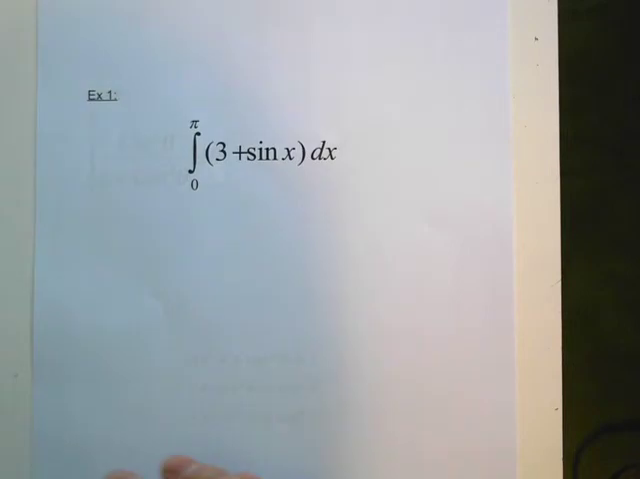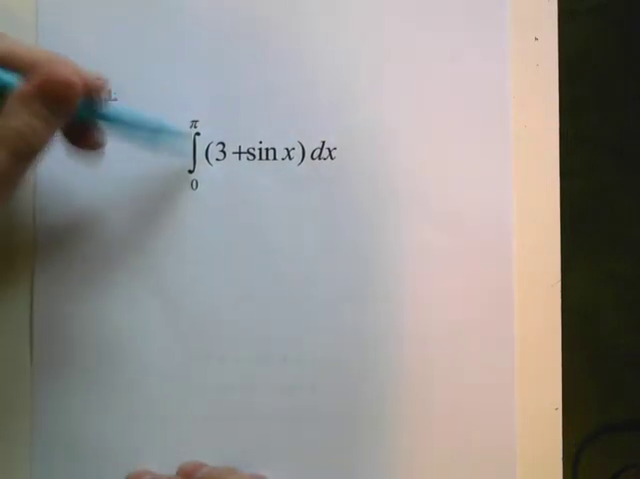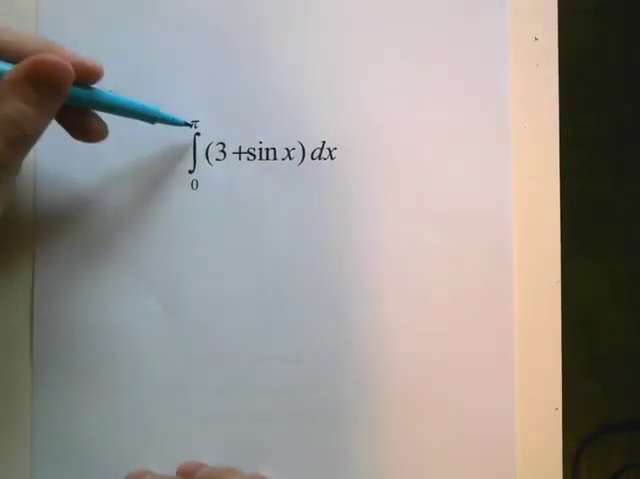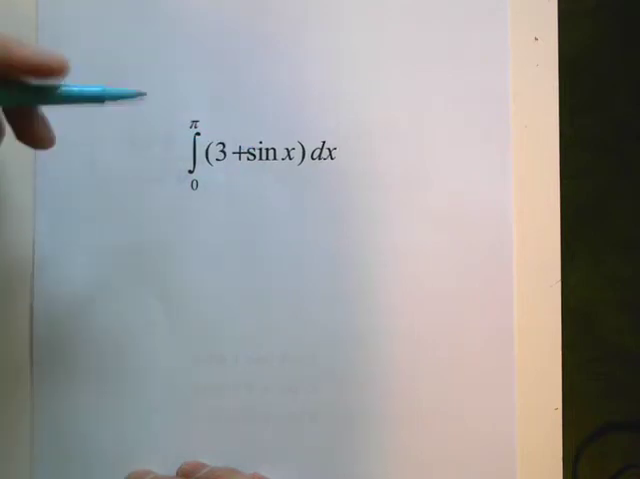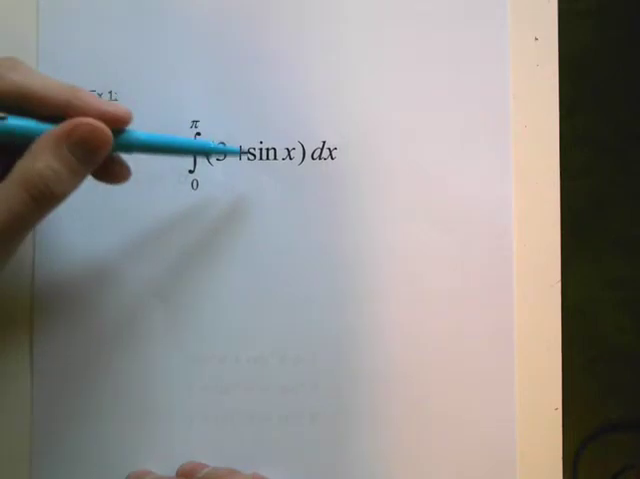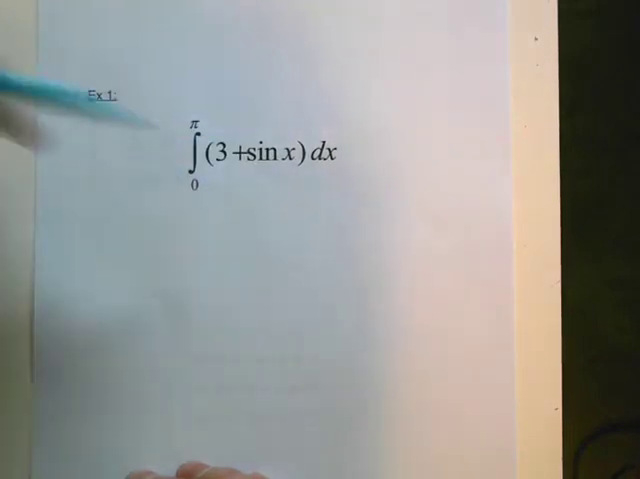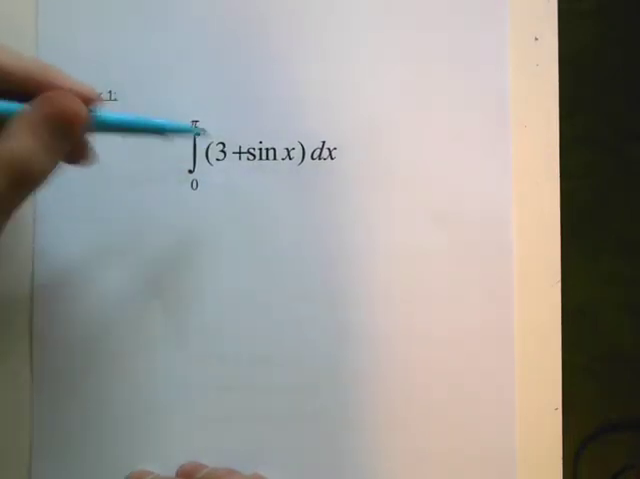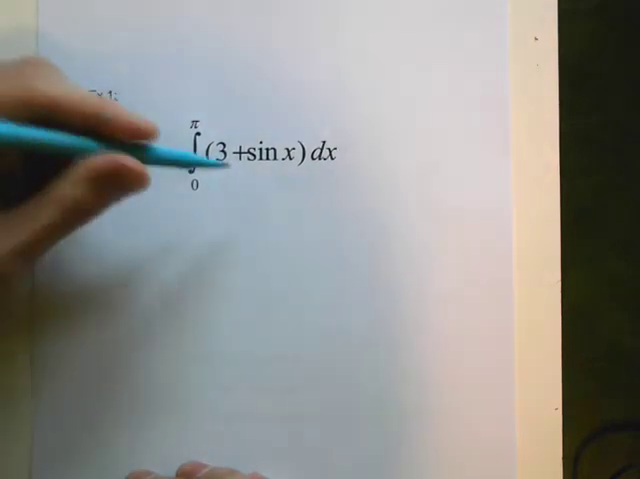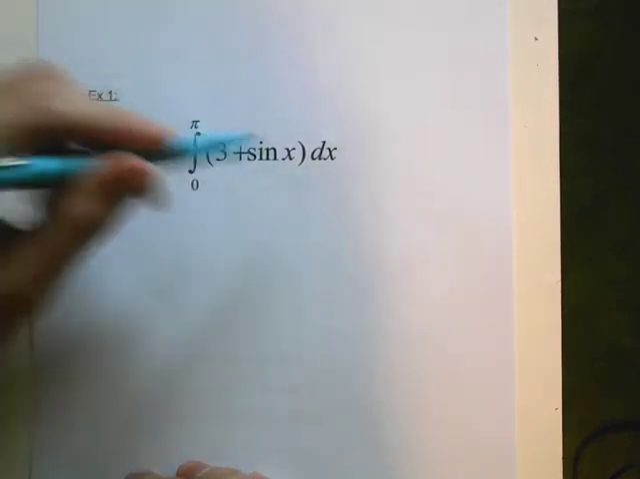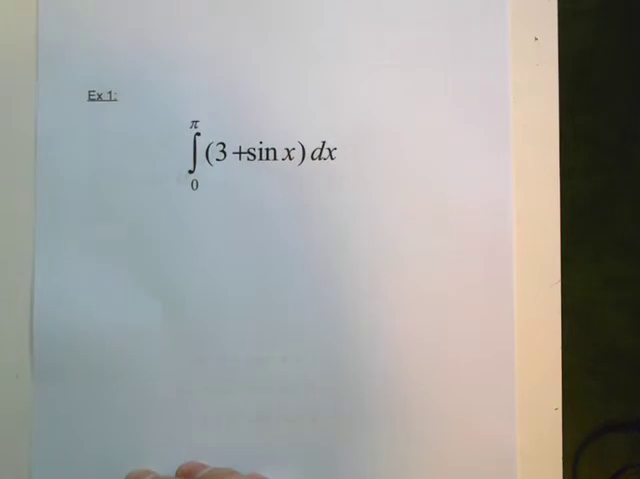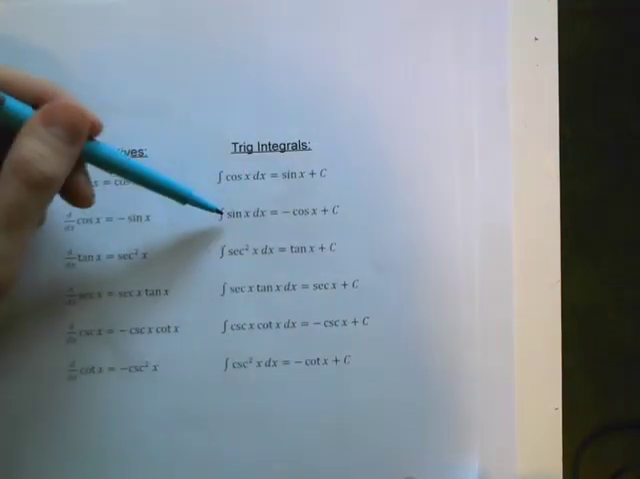Let's start with the definite integral from 0 to pi of 3 plus sine x. Okay, so just looking at this, you can just take the integral straight up of this one. There's nothing really you need to convert with the identities here or anything like that. We know that the integral of sine x, if I were to go back to that page, the integral of sine x is negative cosine x.